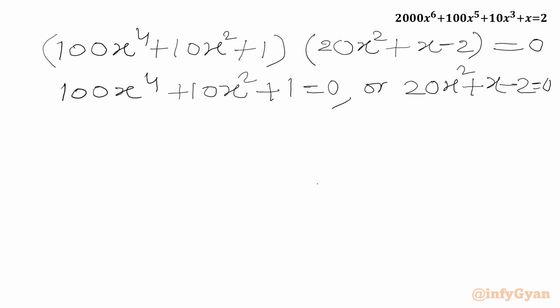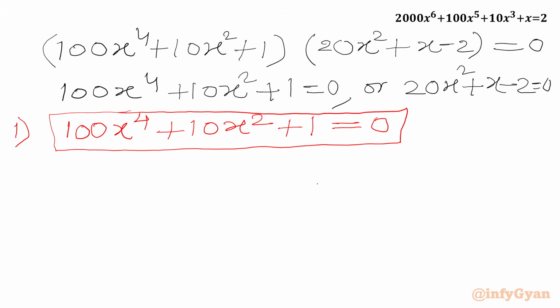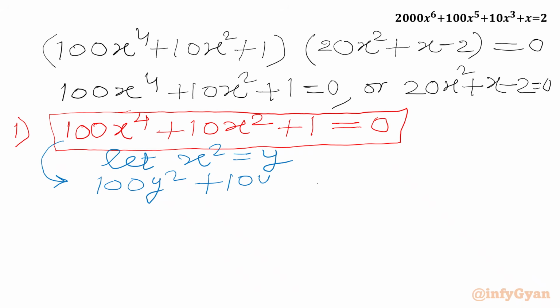Now we have to solve two equations. Let's begin with the first equation. Here I will calculate discriminant first, but before that let us assume x square equal to y. So we can write degree 4 equation into quadratic equation. I will write 100y square plus 10y plus 1 equal to 0.